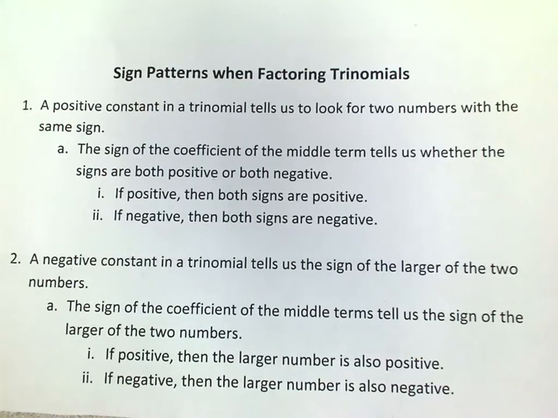Then of course number 2, a negative constant in a trinomial tells us the signs of the two numbers are different. The sign of the coefficient of the middle term tells us the sign of the larger of the two numbers. A, if positive, then the larger number is also positive. B, if negative, then the larger number is also negative. And this follows the procedure we were using before when we had just a coefficient of 1 for the x squared term.